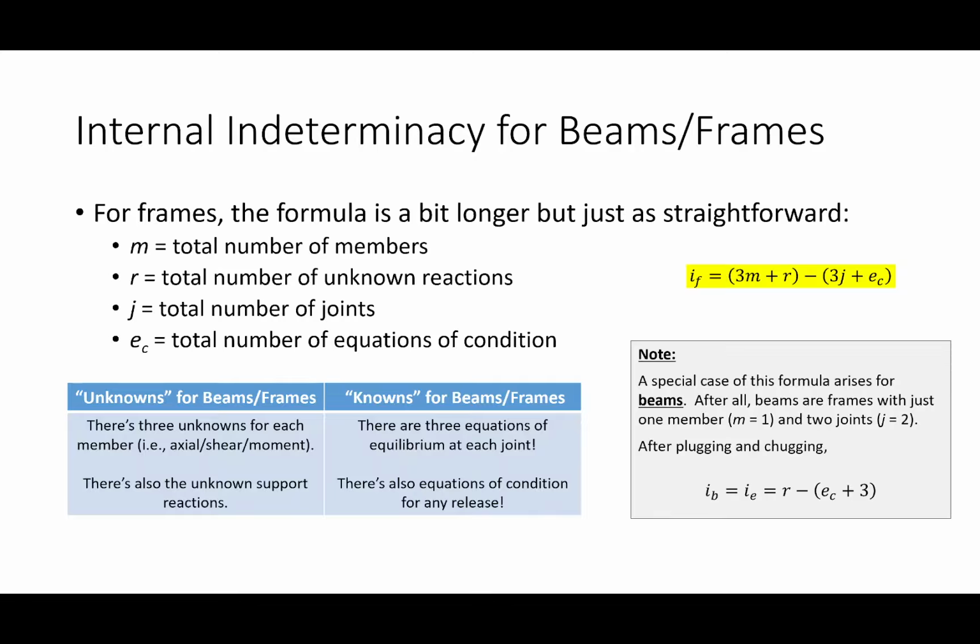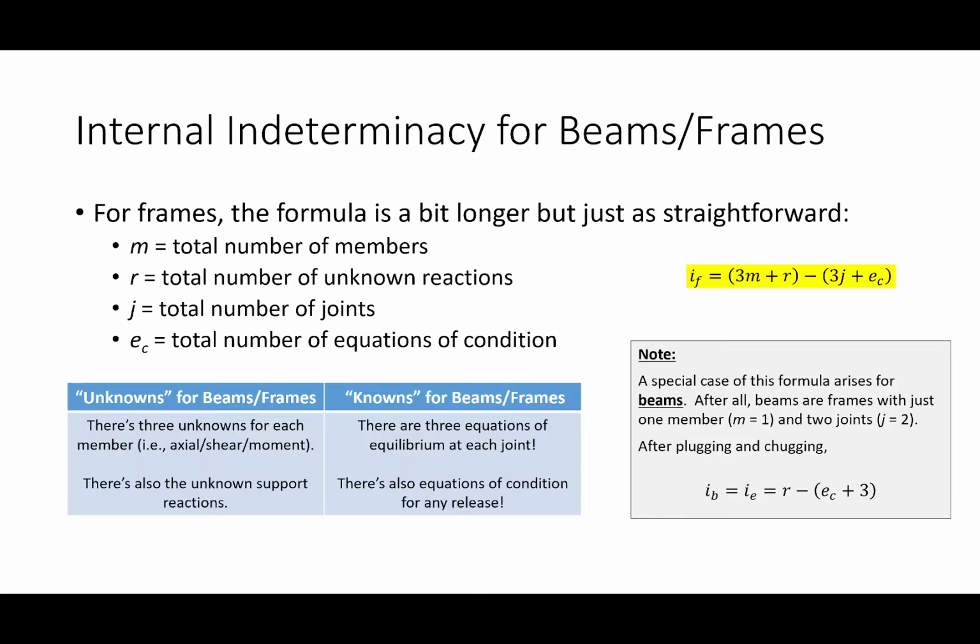Okay. Now I'm calling that I sub f. I propose that there is a very interesting special case that happens with beams. A beam is really just a frame that's horizontal. That's really all a beam is, just like a linear frame. So let's just say I had a beam that looks like this. I propose that this beam has one member and two joints. Everybody with me on that?